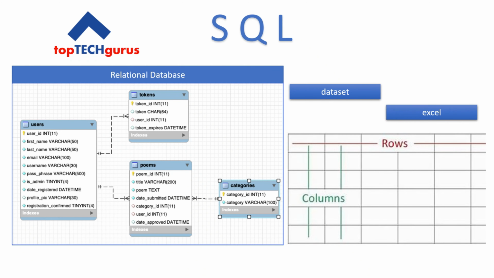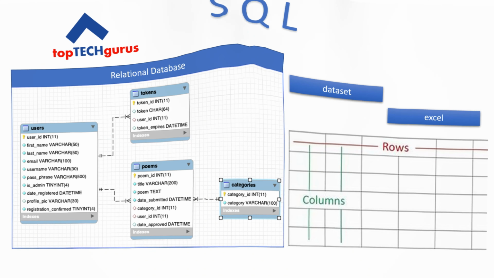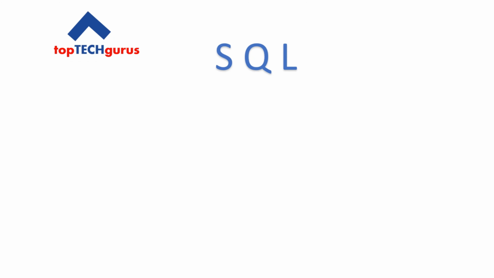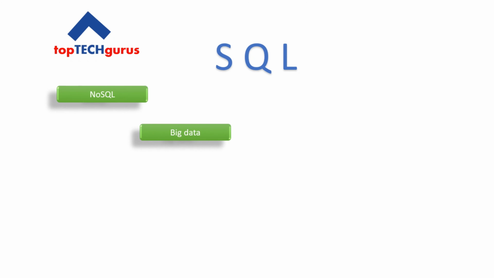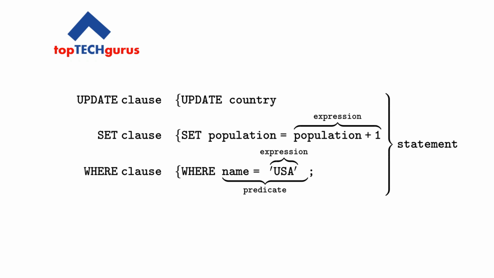But even though SQL was originally developed for use with relational databases, because it's so pervasive and easy to use, SQL interfaces for many NoSQL and big data repositories have also been developed. The SQL language is subdivided into several language elements, including clauses, expressions, predicates, queries, and statements.